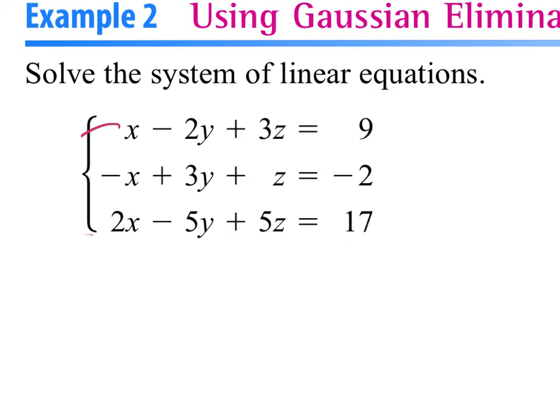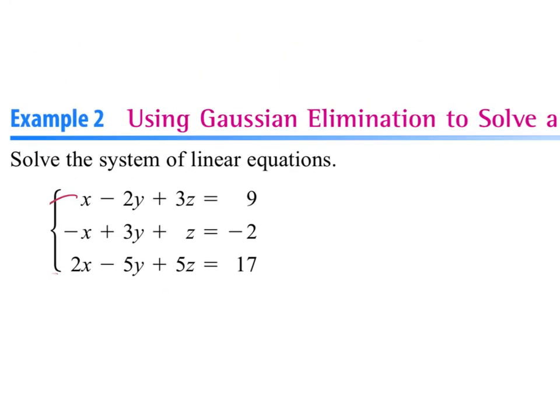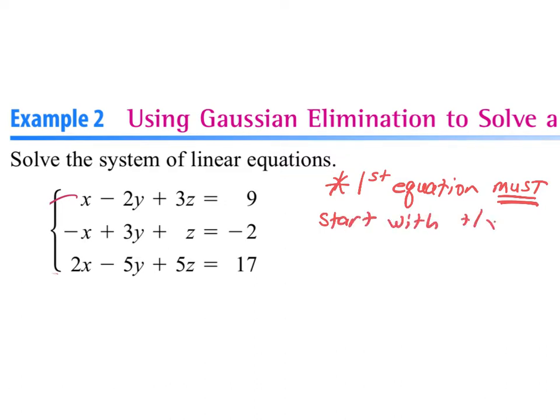So the way that we do that, the first rule you have to write down, and you have to do this every single time. The first equation, write this down, must start with positive 1x. It's a 1. Positive 1x. If it doesn't, you have to make it. You have to turn it into that. And I'll talk to you about that in 1 second.